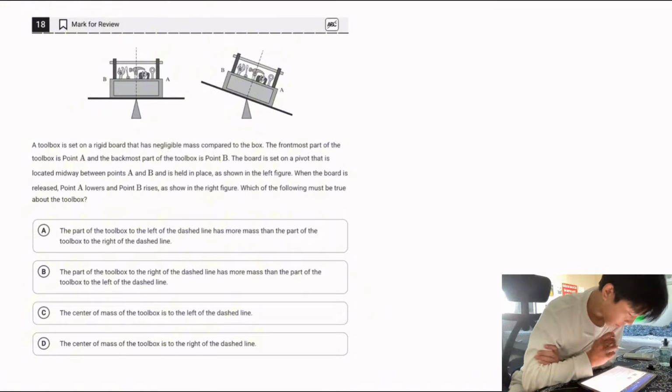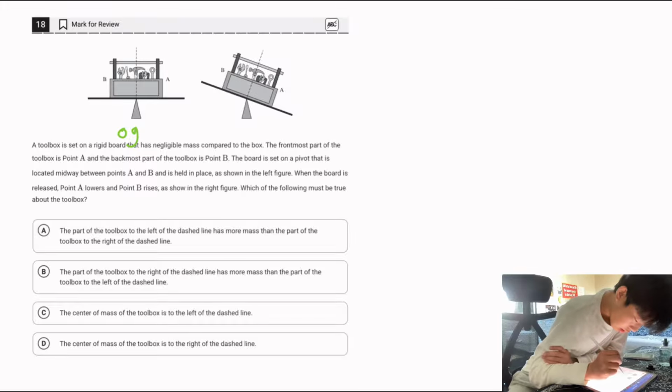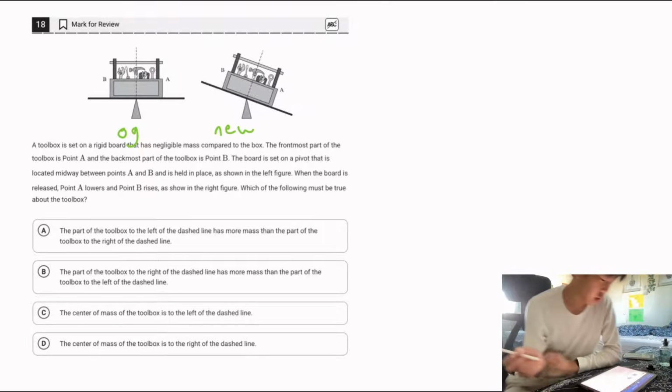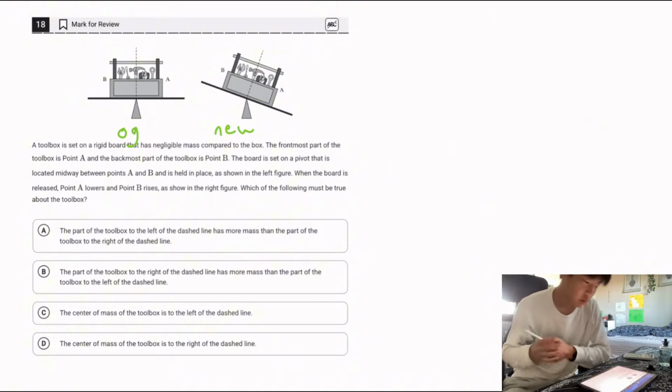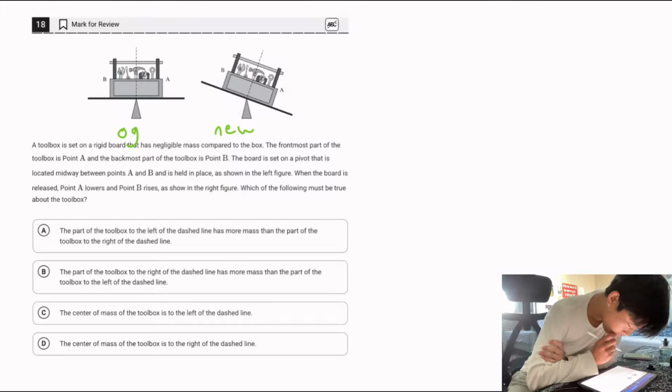Alright, for this next question, it's asking about center of mass. So there's going to be an OG toolbox, and it's perfectly balanced. And then there's a new toolbox, and all of a sudden it starts leaning to the right. Okay, so what can we conclude about the toolbox? For choice A, it's saying the mass is left, which is wrong because if it had more mass over here, it would be leaning this way, wouldn't it? So this one's wrong. And the center of mass being left can't be right either.